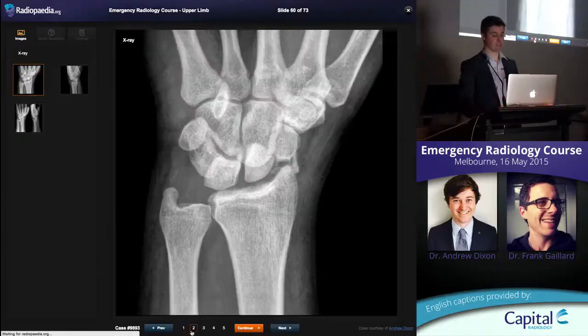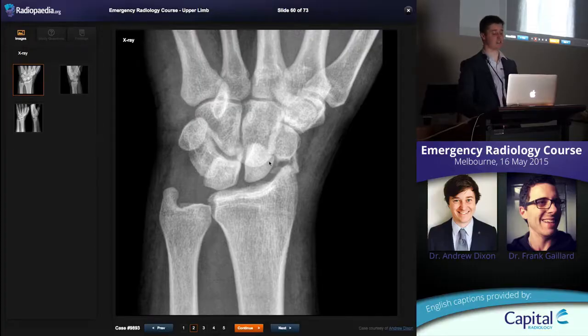The other one is the perilunate dislocation. This is often harder to spot and is often associated with a scaphoid fracture. You can see this patient here. This is the scaphoid. This is all the scaphoid. You've got a very displaced, slightly comminuted fracture through the scaphoid waist.